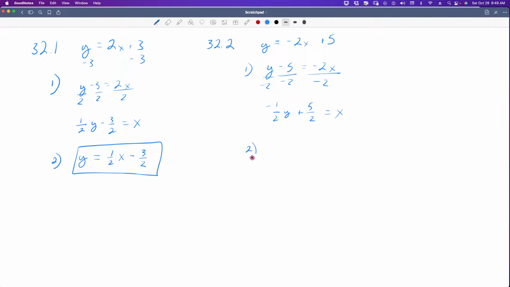Step 2, replace the y's and the x's, and we get y is equal to negative 1/2 x plus 5 over 2. So this is the inverse function to this function, and that's how we find that. Let's see, do we have one more of these? We do not. So you see how easy that is, right?